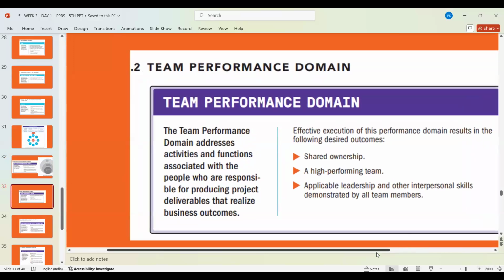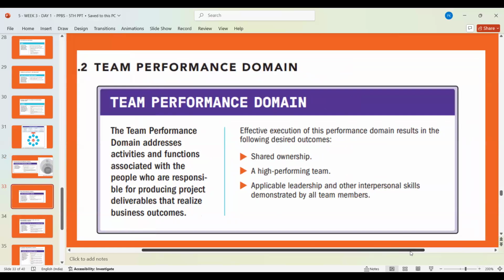So let me enlarge. It says team performance domain. Basically what your team does and how your team's performance helps in the overall performance domain. That is what it means. Can I request someone to read the text mentioned on the left hand side, please?